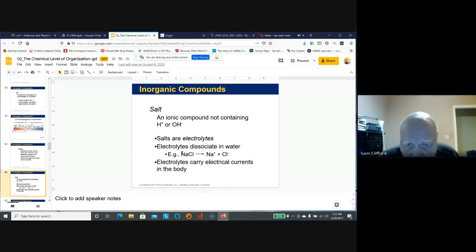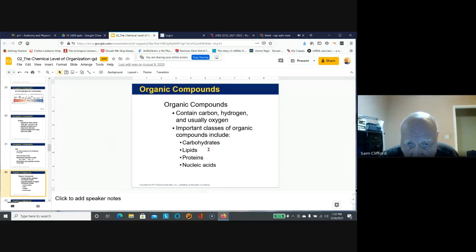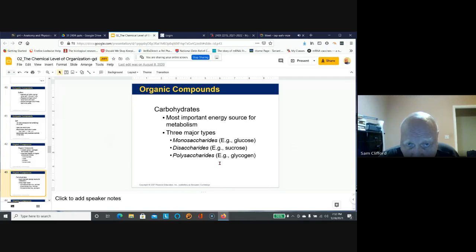A salt is a metal ion plus a non-metal ion. They can carry electrical currents. That's very important. Organic compounds: carbohydrates, lipids, proteins, and nucleic acids.